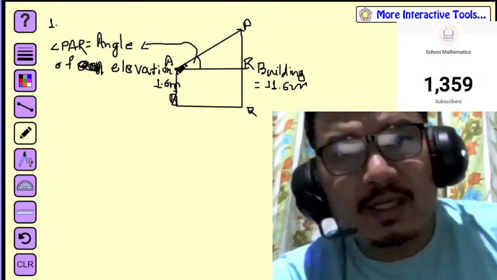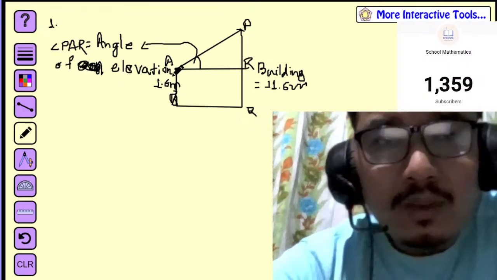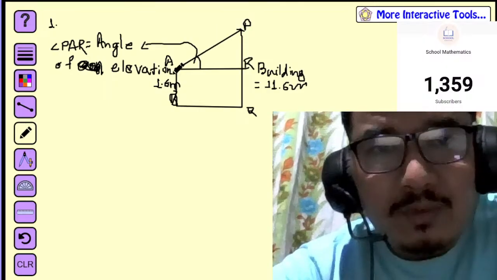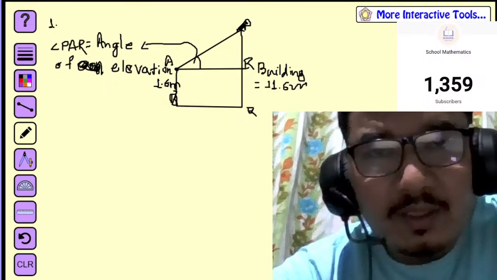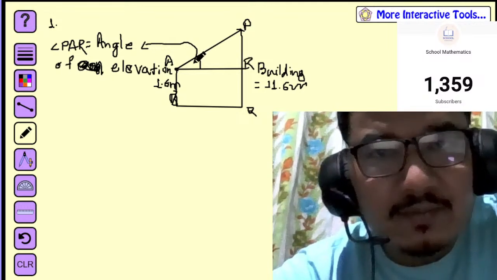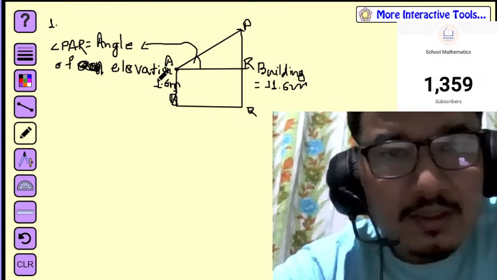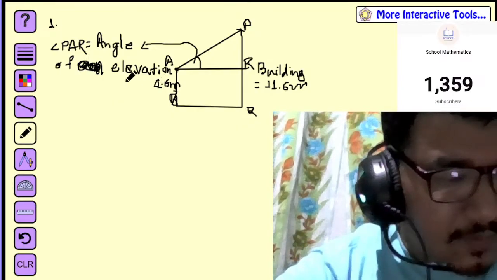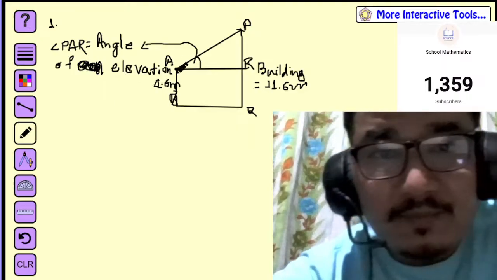Okay, this angle is known as the angle of elevation because the object is looked at from downward to upward. Here the angle is formed. This angle is known as the angle of elevation, right? This we have to write in number one. And find the length of PR.